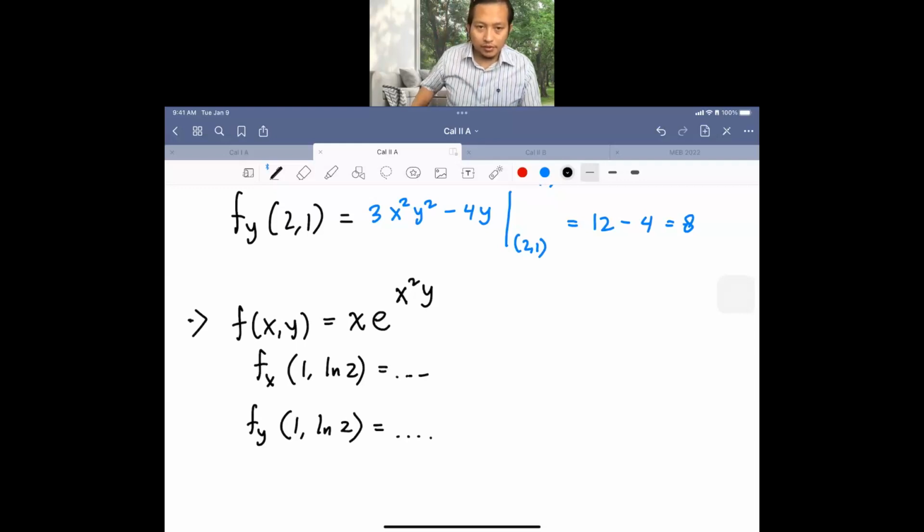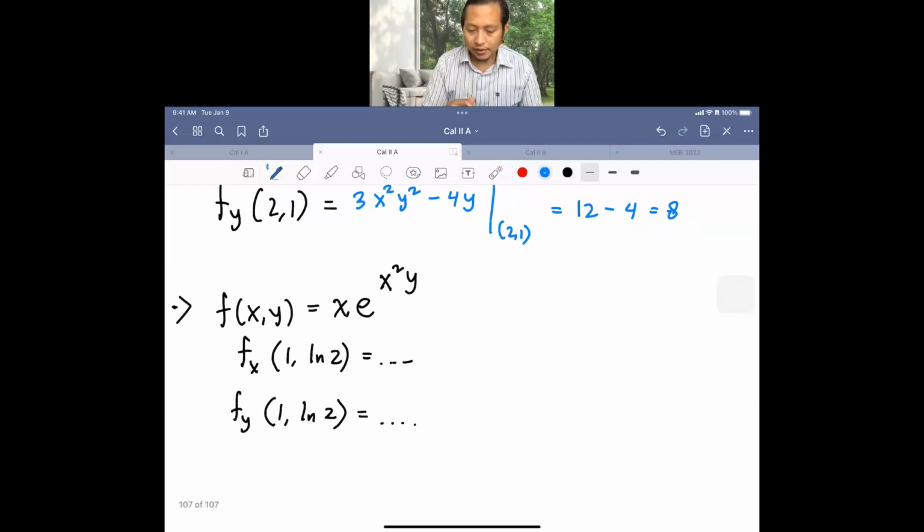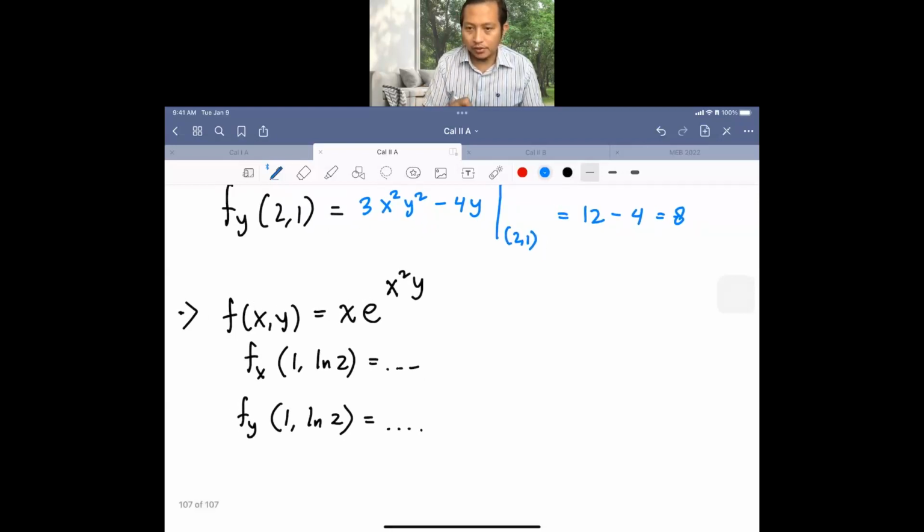Let me just write the answer. I think for the partial x, we have the product rule for these two. Yeah, you can check.